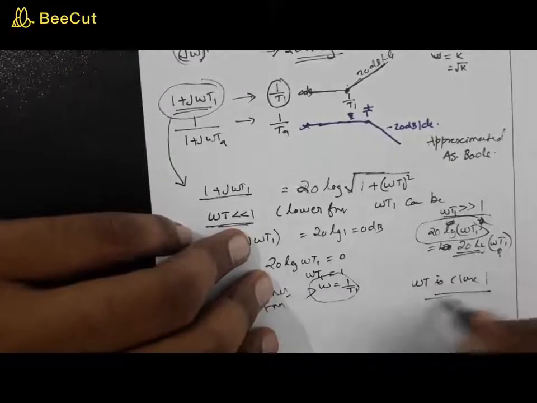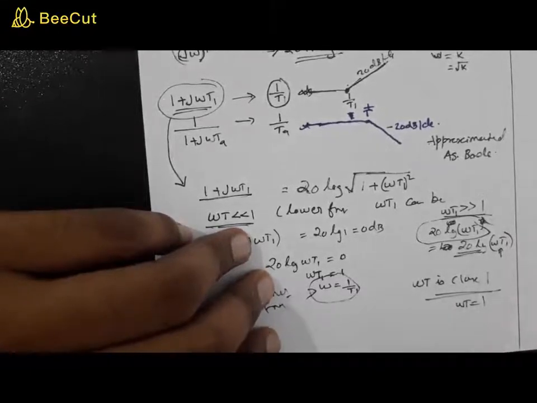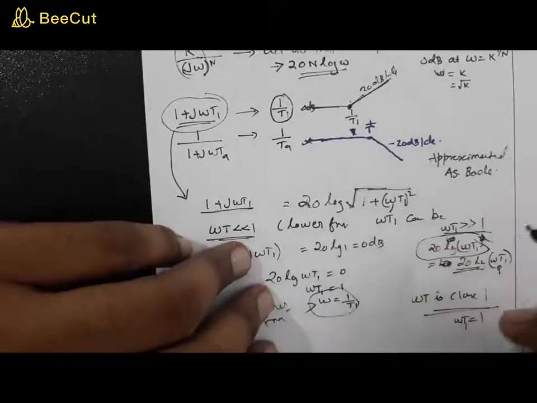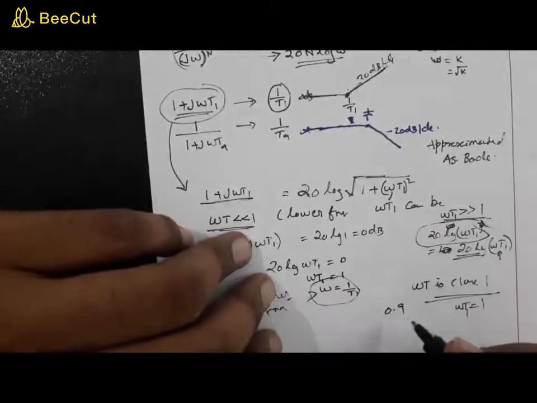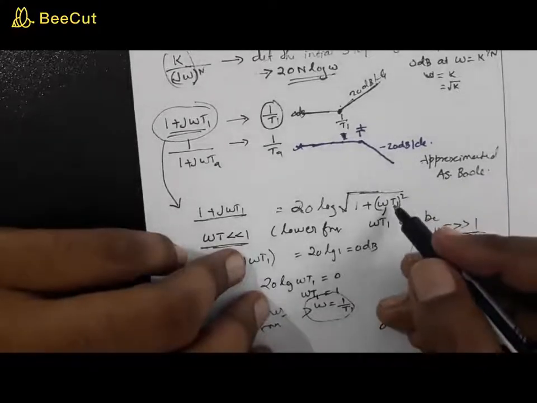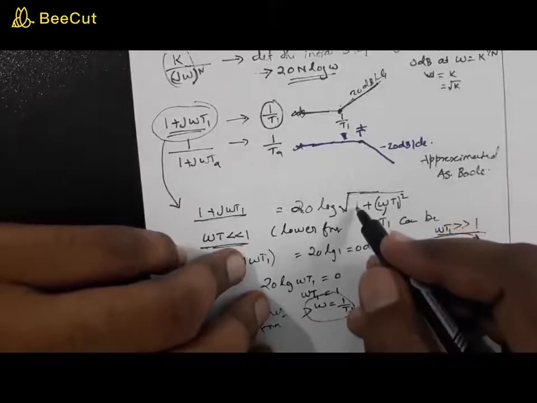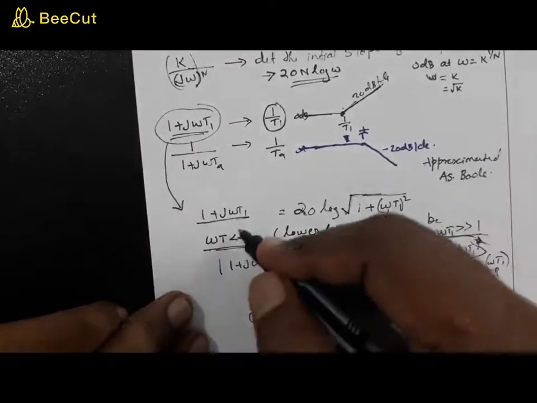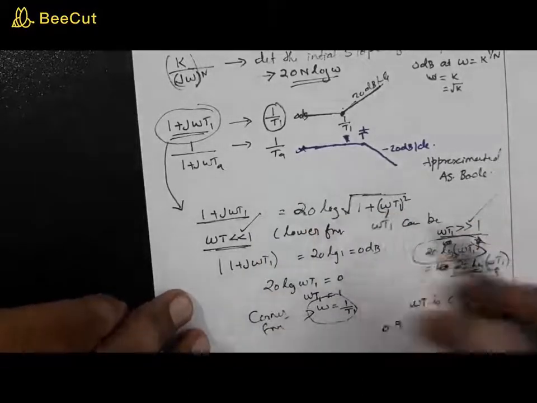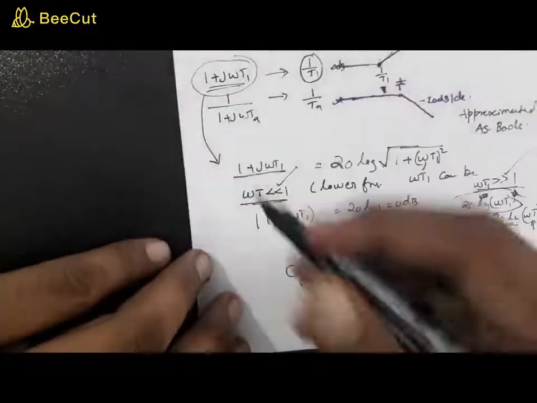When it becomes closer to 1, or when omega t1 is equal to 1, or any value, say for example 0.9, it is comparable with 1. So you cannot neglect that. If omega t1 squared is equal to 0.9, you cannot neglect it. So that won't fall under either category, because it is closer to 1. So we have just ignored that while we discussed this.